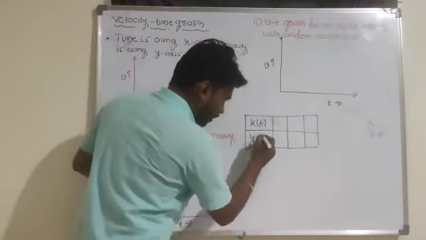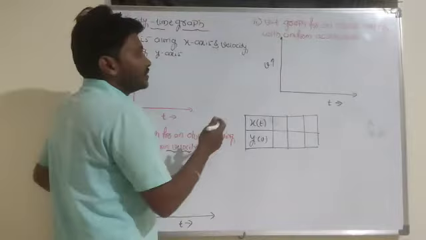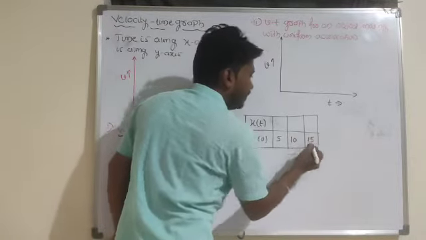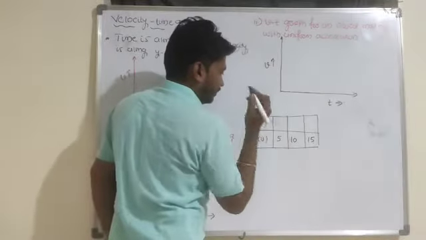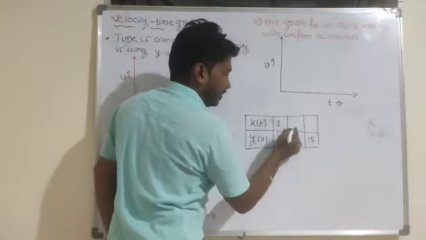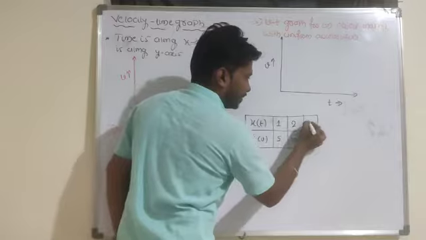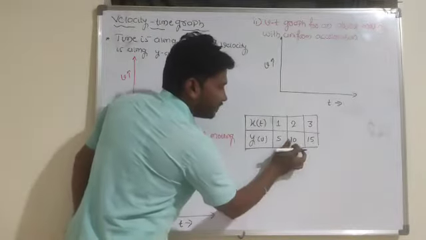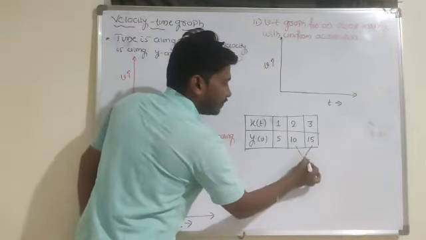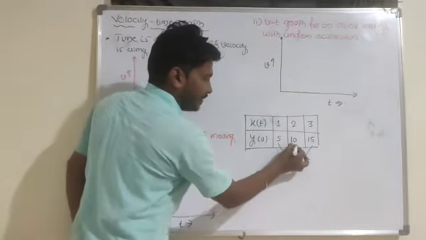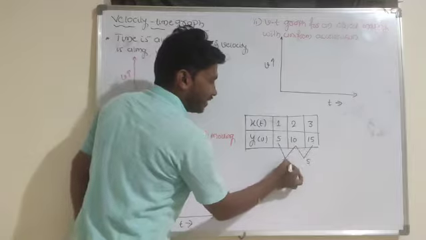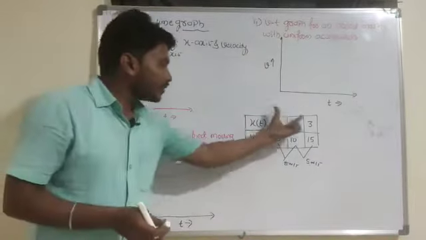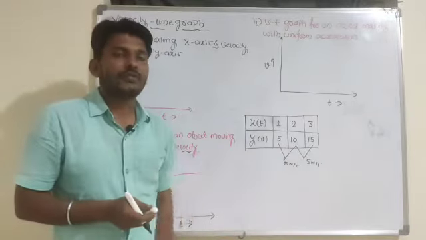So along the y-axis I will take velocity: 5 meters per second, 10 meters per second and 15 meters per second. For example, for 1 second, 5 meters per second; for 2 seconds, 10 meters per second; for 3 seconds, 15 meters per second. So 15 minus 10 is 5 meters per second change in velocity. 10 minus 5, again 5 meters per second. Here also 5 meters per second. So this motion is uniform acceleration.